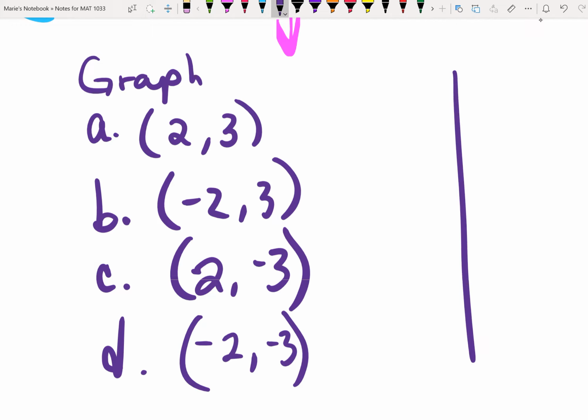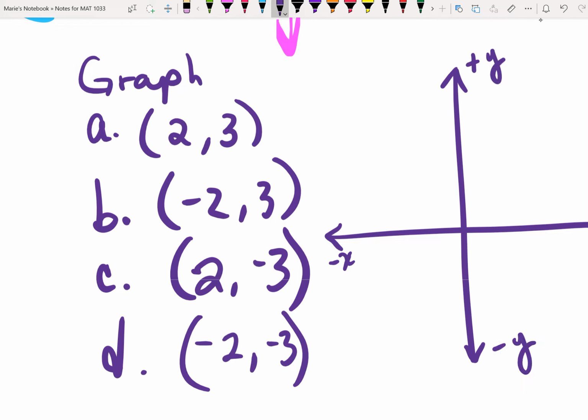Alright, and so there's your quadrant. Remember, this is the negative x side, this is the positive x side. This is positive y, this is negative y. And if I'm graphing the point 2, 3, I'm going to go over 2, up 3, 1, 2, 3, and you literally are matching the two locations. So there's your point, 2, 3. So this is A.